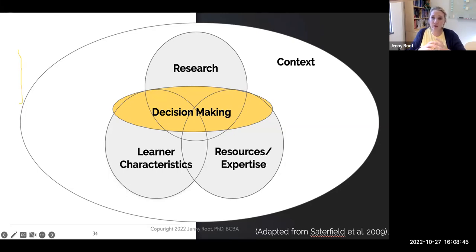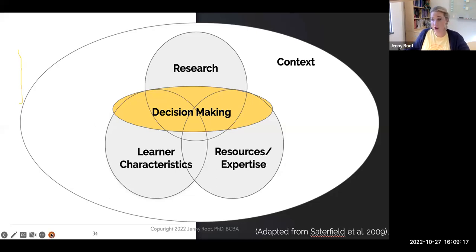There's also what the research says, and we're learning more and more about, for example, how to teach reading. We then have our learner characteristics, those that we're aware of and those that we're not. It's going to impact how much information we have to make a decision. And then also resources and expertise of ourselves as the teacher, right? So what skills do you have? What tools do you have in your toolbox? And what resources do you have available? And all of that together influences how you make decisions.